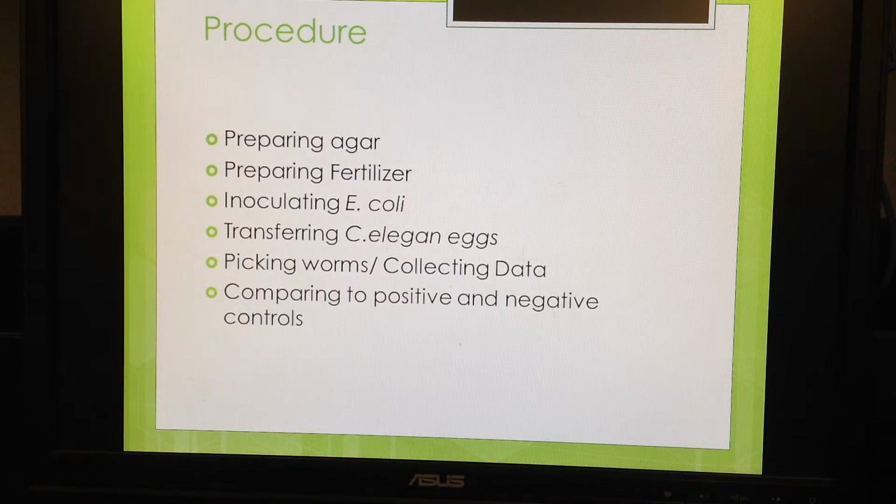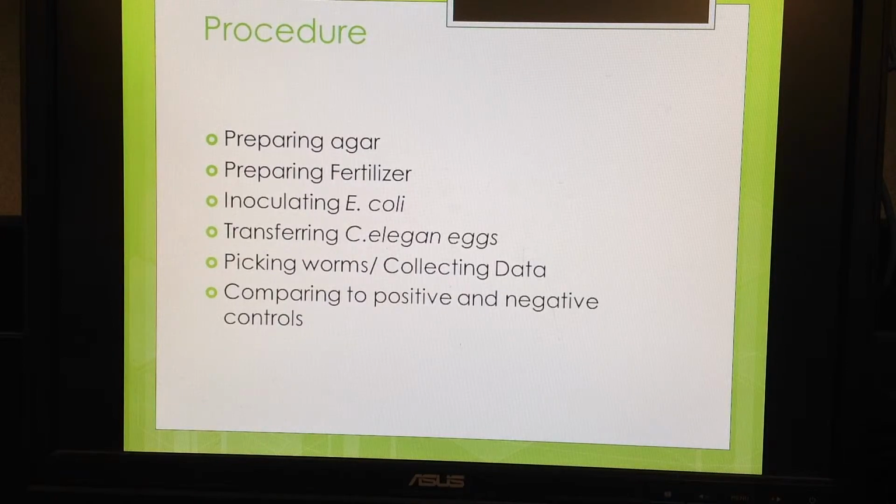After the egg hatched, grew into an adult, and laid its own eggs, we transferred the original worm onto a new plate as eggs were laid, in order to keep the worm isolated and easily accessible. The data was collected on the worm while we were moving it in between plates, using a worm pick and a dissecting microscope. The positive and negative controls for our experiment were acquired from a previous experiment.